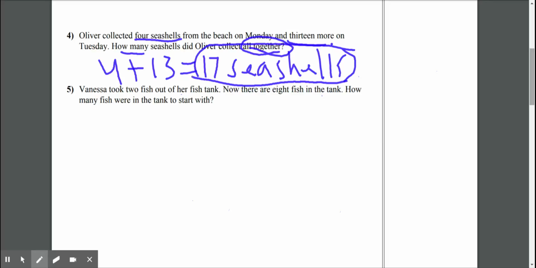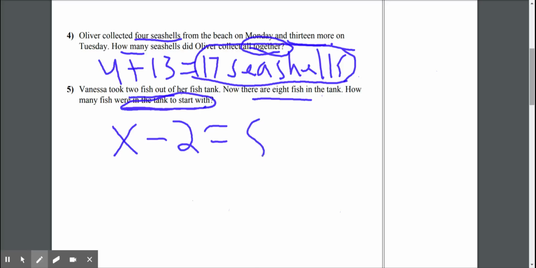Okay, so this is, believe it or not, part of the subtraction word problems. But you can take this one of two ways. We know she took 2 fish out of the tank. There's 8 fish in the tank. How many were in the tank to start with, though? See, this is the part they put here. How many to start with? There was an original number here. There was a number, x. We don't know. She takes out 2. So x minus 2 equals 8, okay?